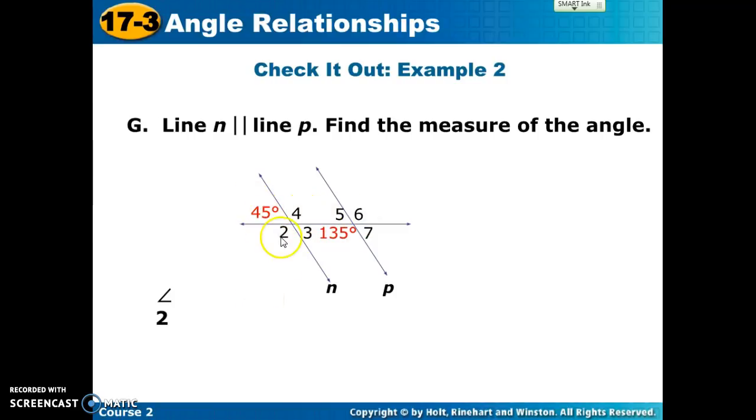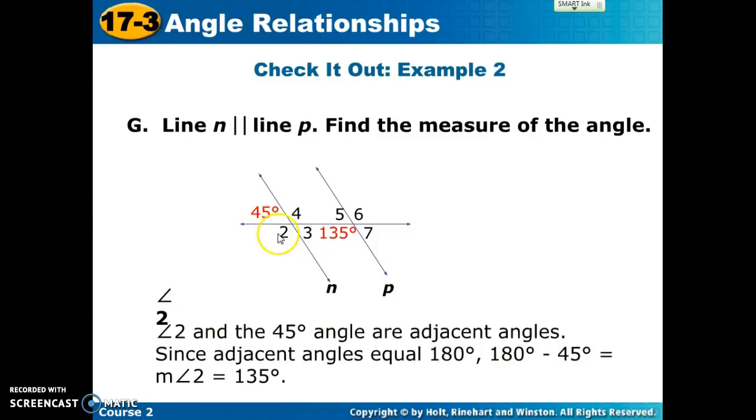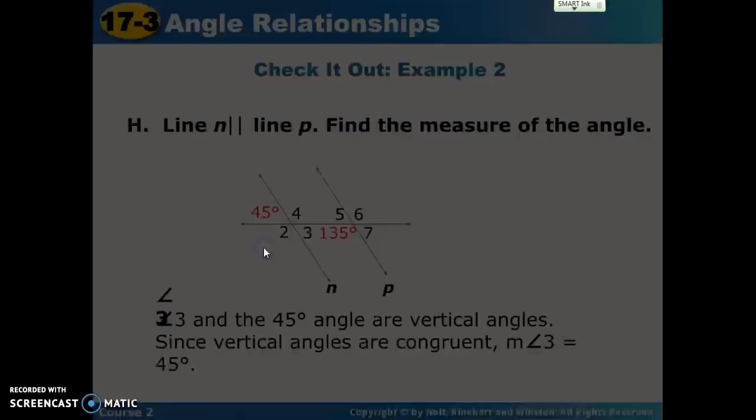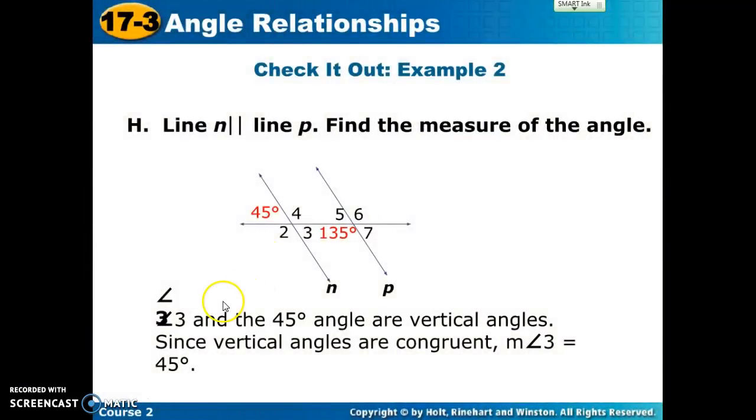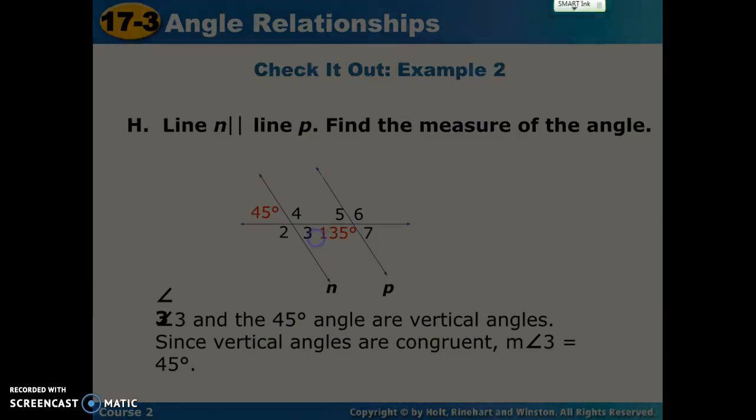Angle 2. We know it's adjacent to angle 1, next to. So we can take the adjacent formula of 180 degrees because it's supplementary, and subtract the 45, and we're going to get angle 2 to be 135 degrees, which matches the obtuse of angle 8 at 135 degrees. Angle 3, again, being a vertical angle to angle 1, is automatically going to be congruent, which means it's 45 degrees. So we know that vertical angles are congruent, so they're equal in size.